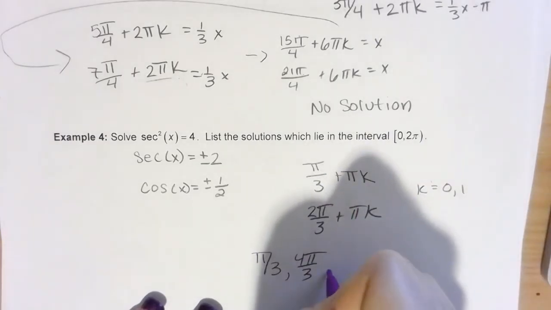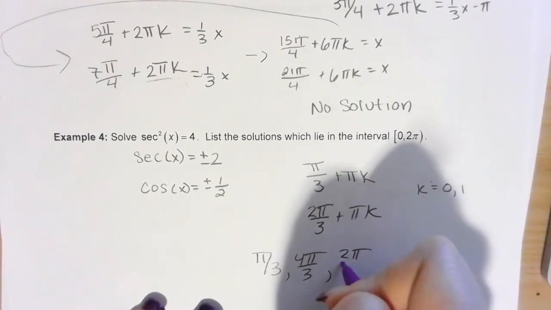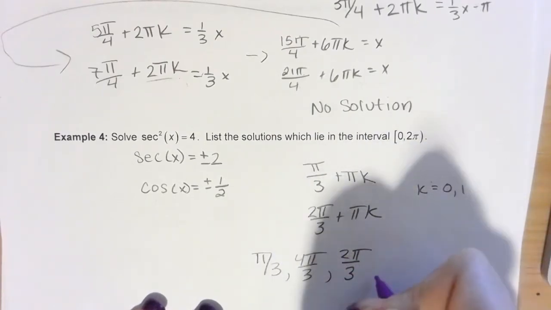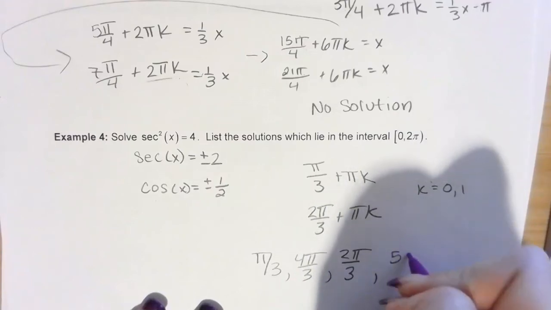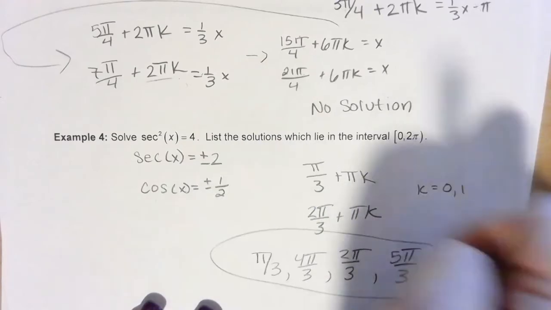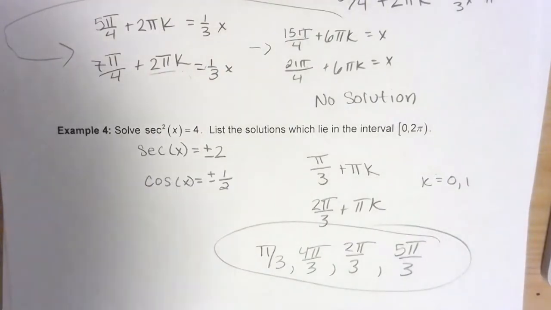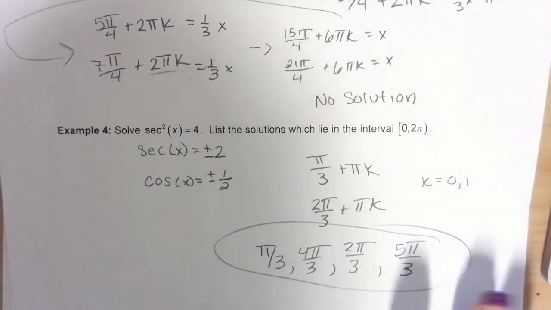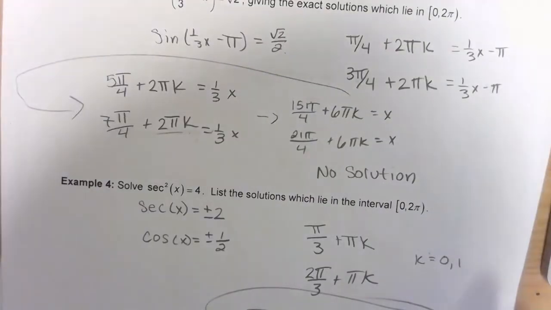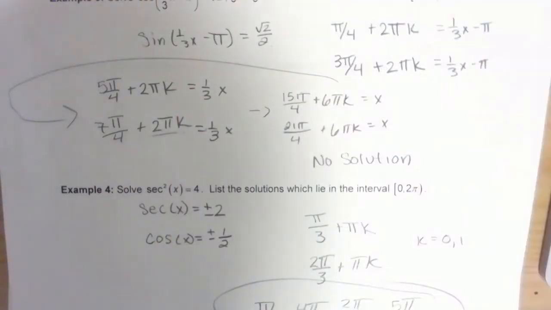Now let's do the second one. I put in 0, I get 2 pi over 3. I put in 1, I get 5 pi over 3. Now really we could have done that just by looking at the unit circle and doing cosine of 1/2 plus or minus 1/2. These are a little bit trickier up here, so you need to do the algebra out.